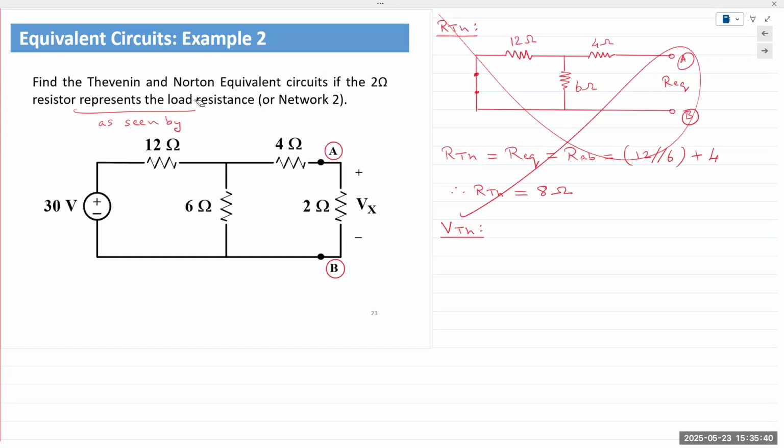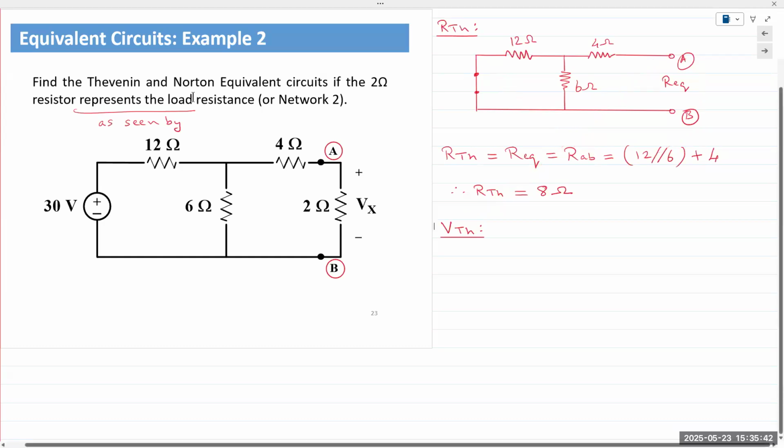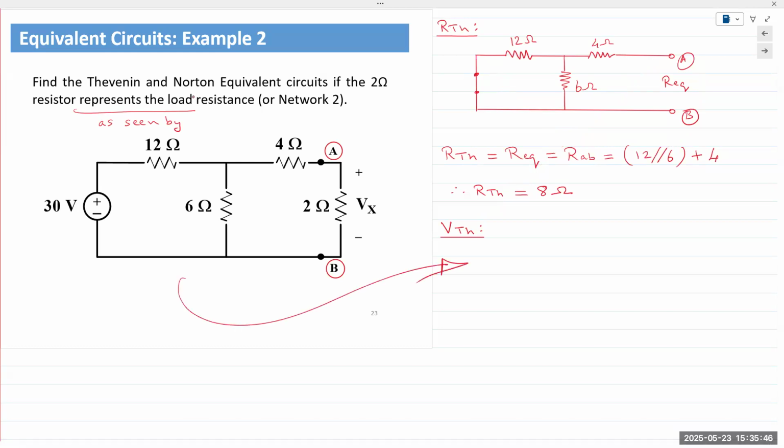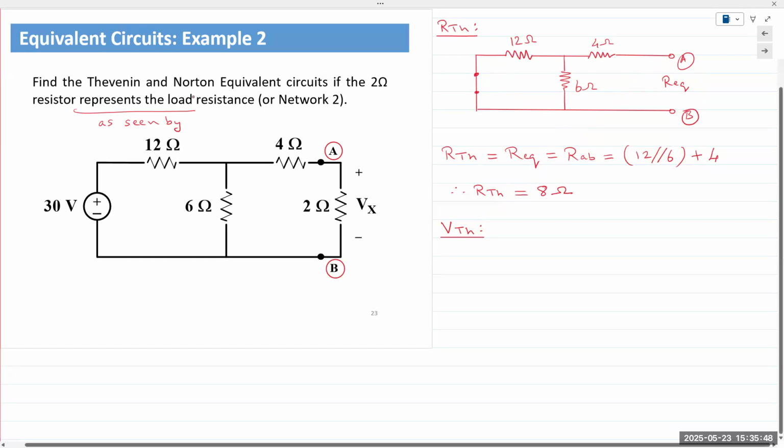Okay. So forget about that circuit. We go back to the original and redraw that circuit again. And so what do we have? We have make my job a bit easier.